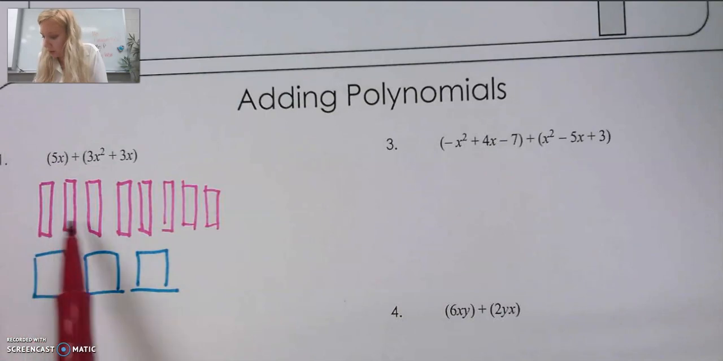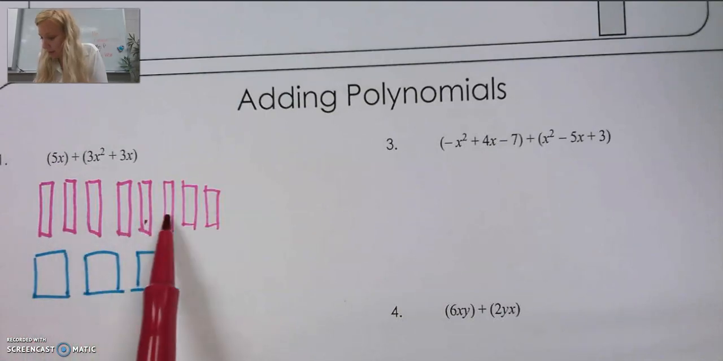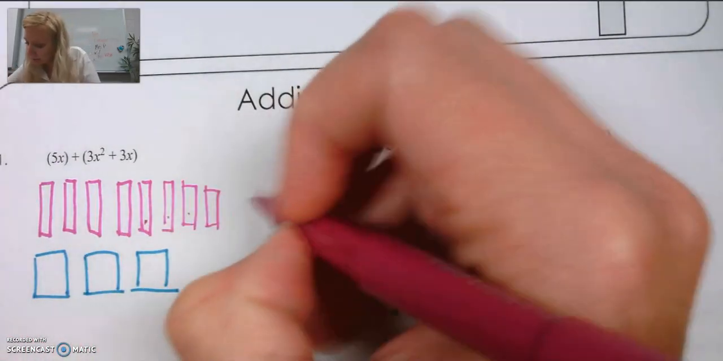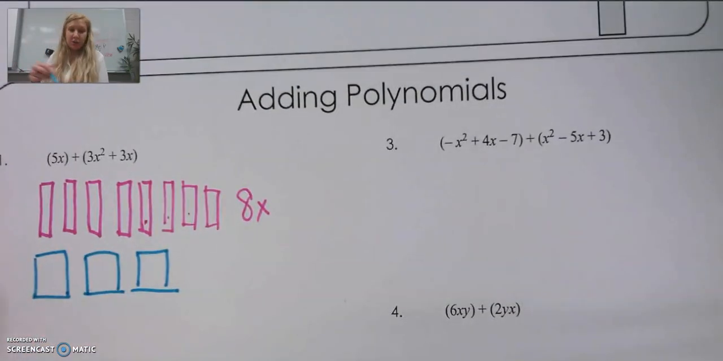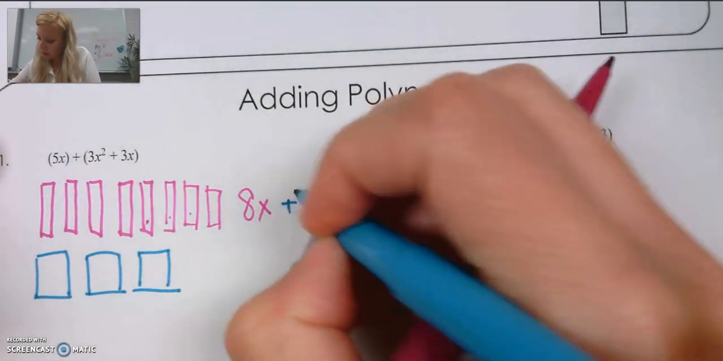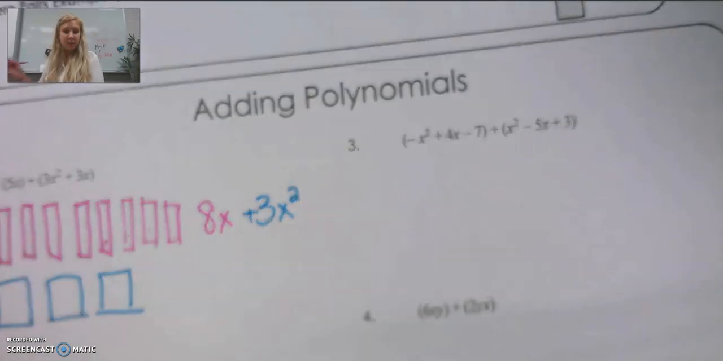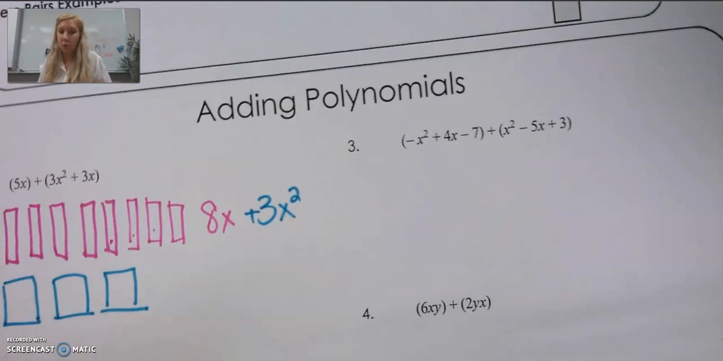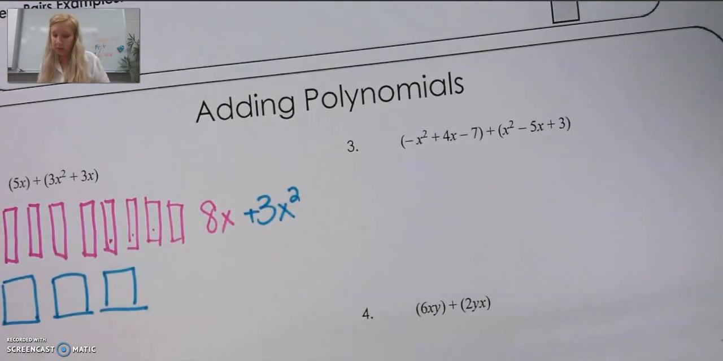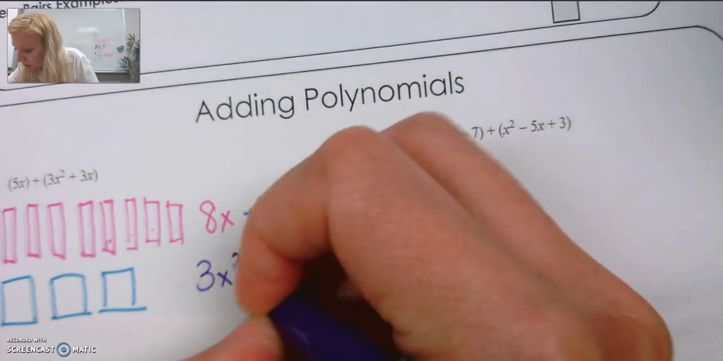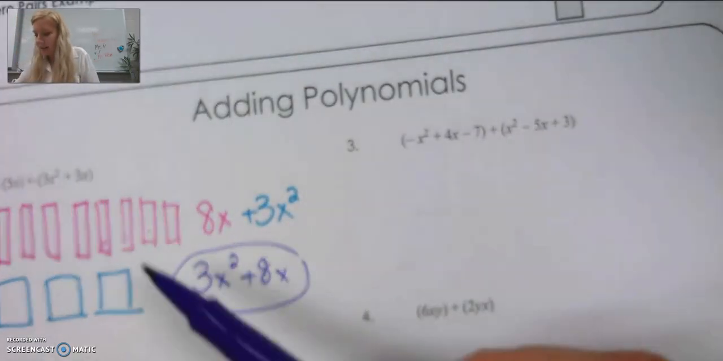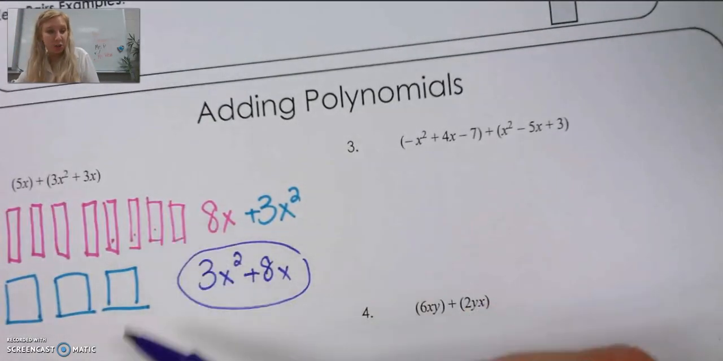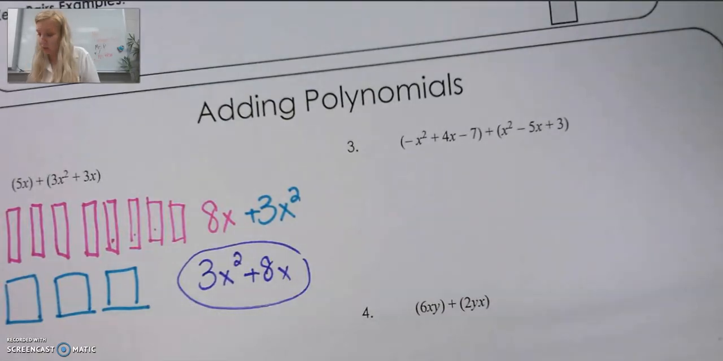Okay, so we have 1, 2, 3, 4, 5, 6, 7, 8 x's. And 1, 2, 3x squared plus 3x squared. Now typically we write in standard form. Standard form would be highest exponent to lowest exponent. So my final answer in standard form would be 3x squared plus 8x. I cannot combine these anymore because they're different shapes, and we saw that from the algebra tiles before.